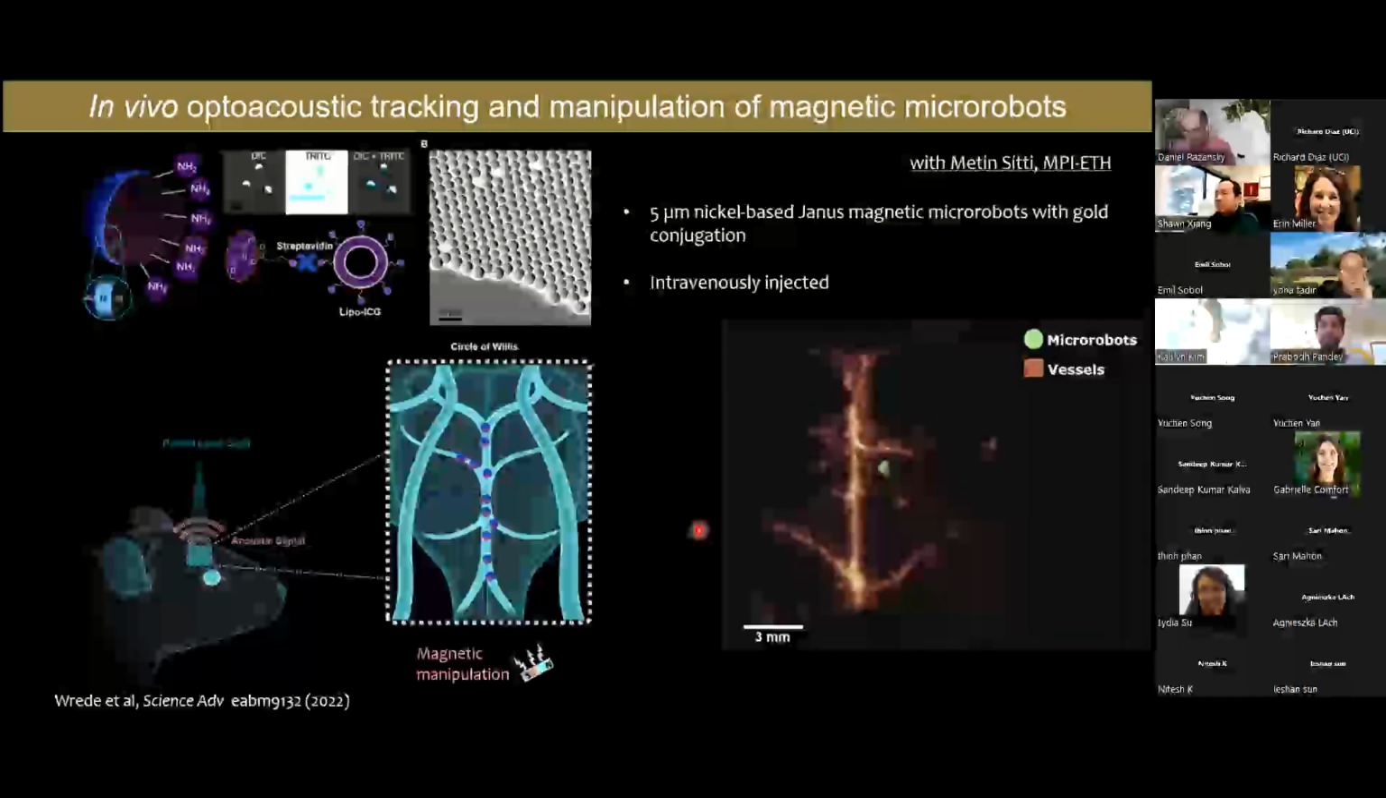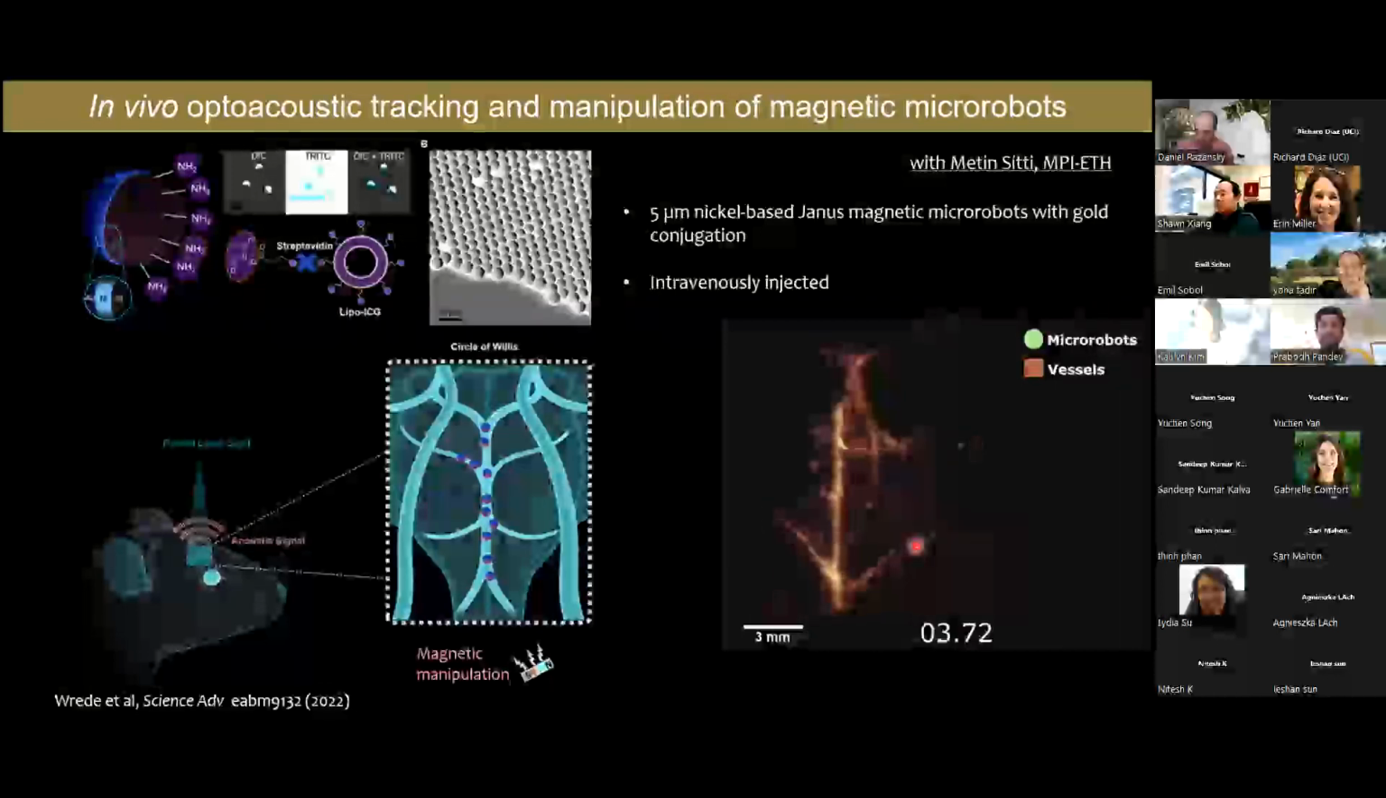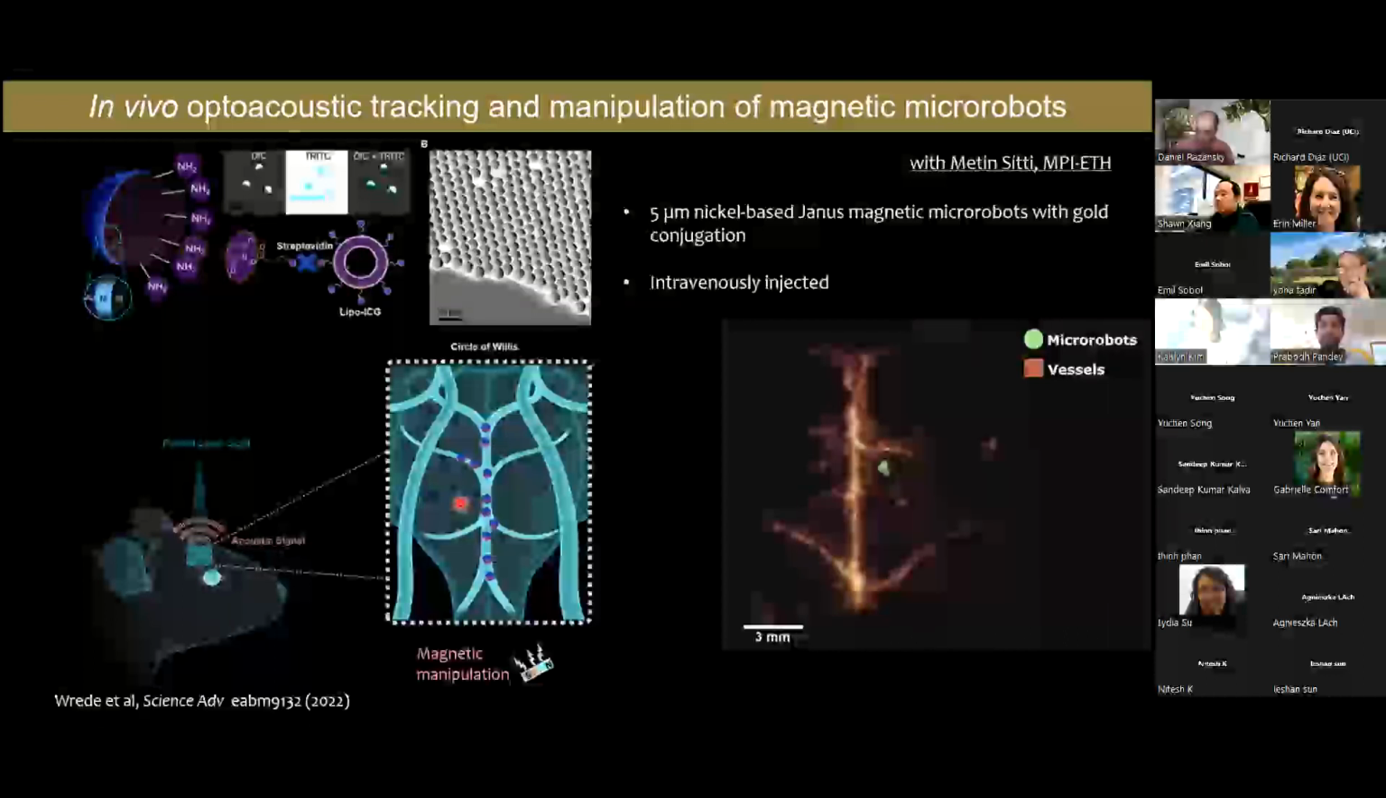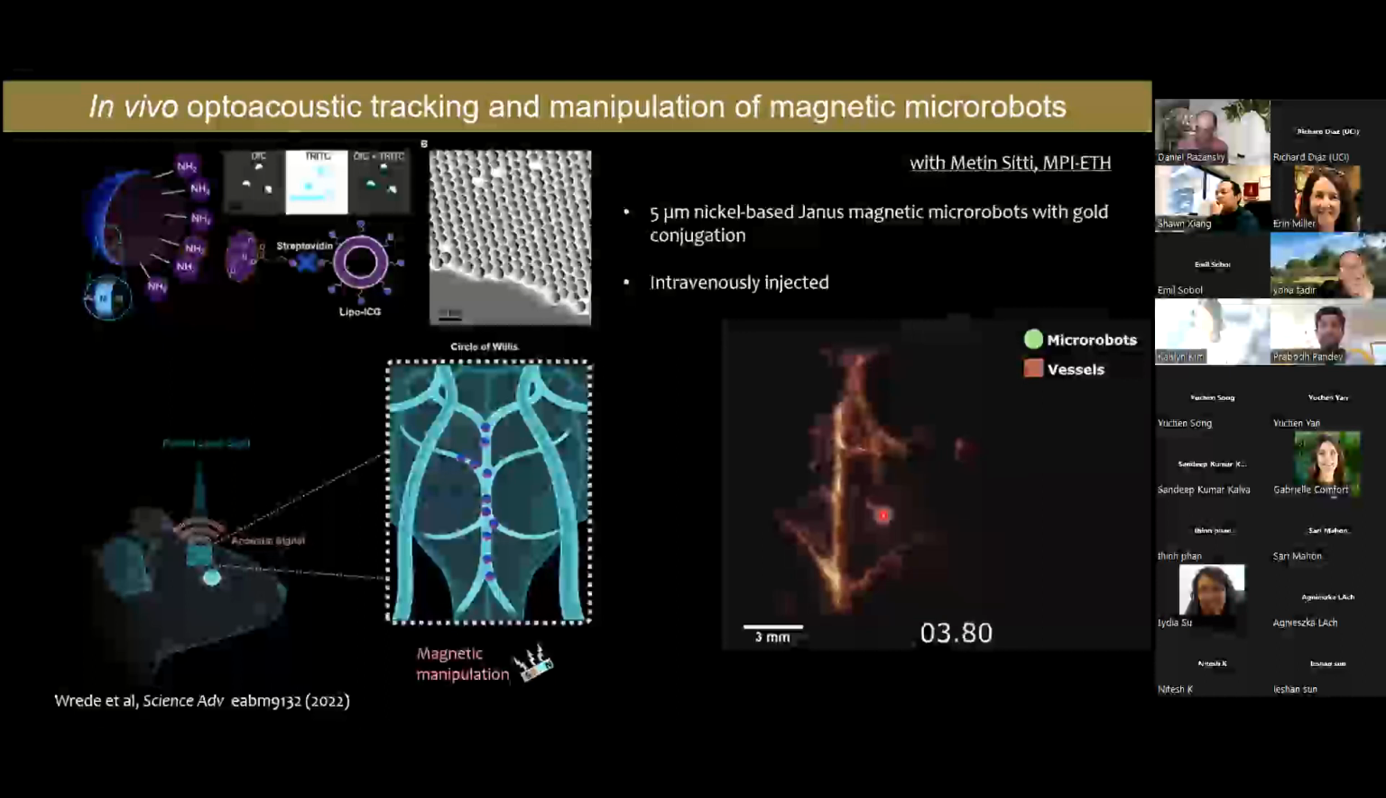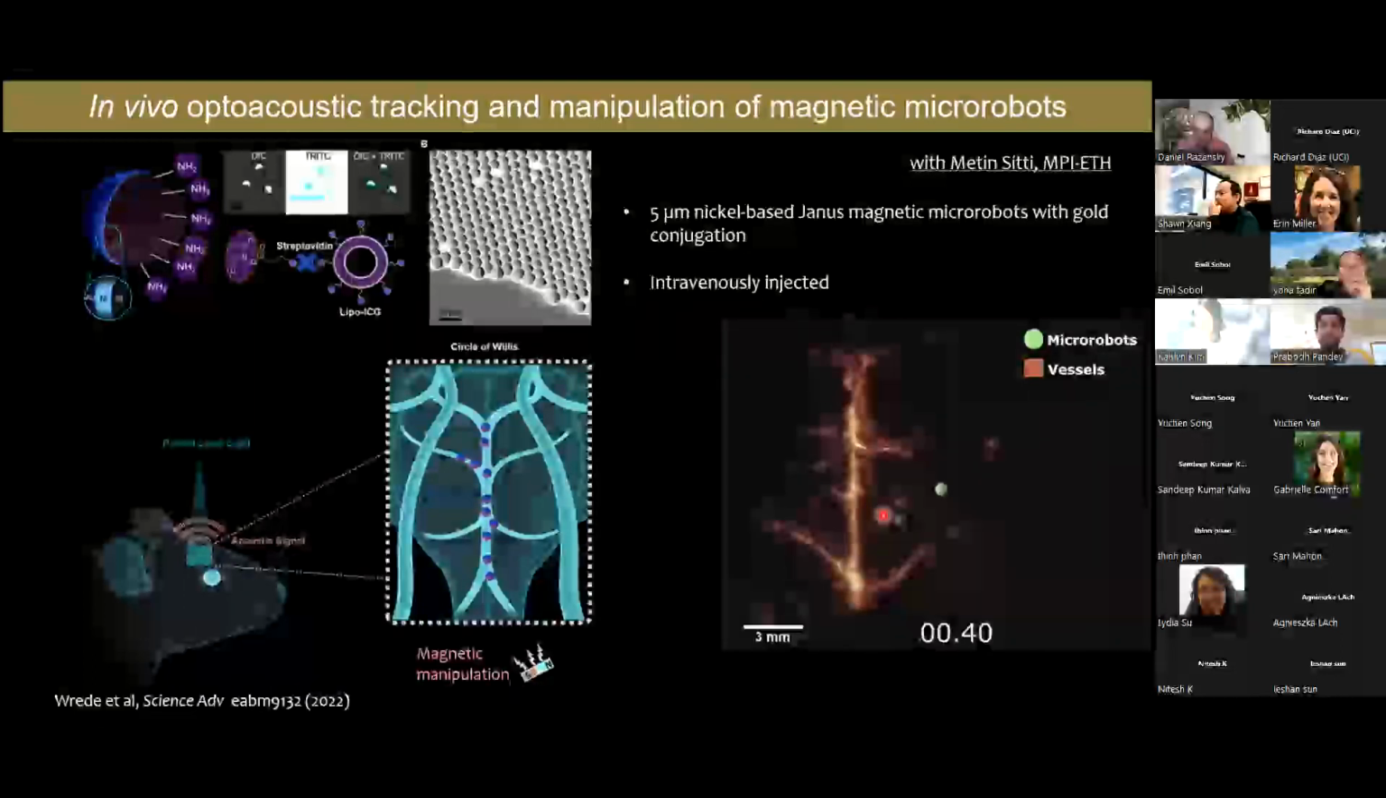So this was exactly the goal of our recent collaboration with the group of Metin Sitti from Max Planck in Stuttgart. And the paper came out last year in Science Advances. What we did was conjugate micron-sized microrobots with both nickel and gold layers, so they can be magnetically manipulated, and at the same time also detected with high sensitivity using a volumetric optoacoustic imaging system. Here on the right, you see a movie showing real-time imaging of those 5 micron-sized microrobots freely circulating in the mouse brain, which is quite a big leap forward for translating this exciting medical microrobotics field into real life and human applications.